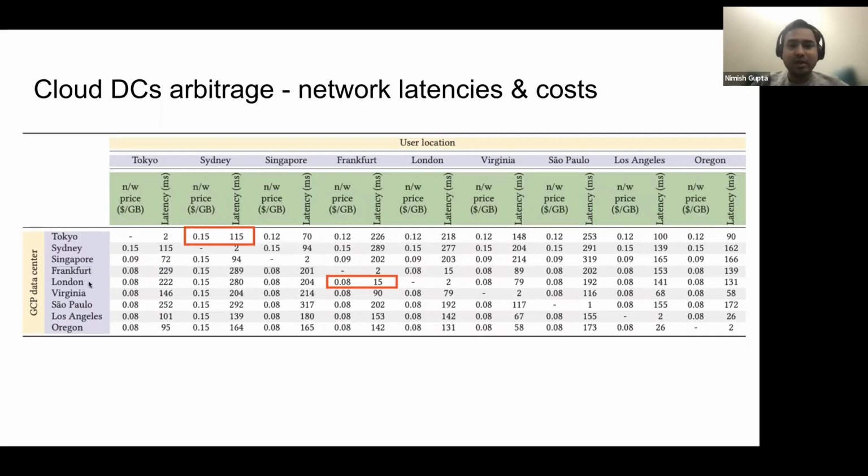For example, between London and Frankfurt, it costs 8 cents to transfer a GB, and the latency is 15 milliseconds. Whereas between Tokyo and Sydney, it could be double that price and 10 times the latency. So that could affect cost and performance significantly.